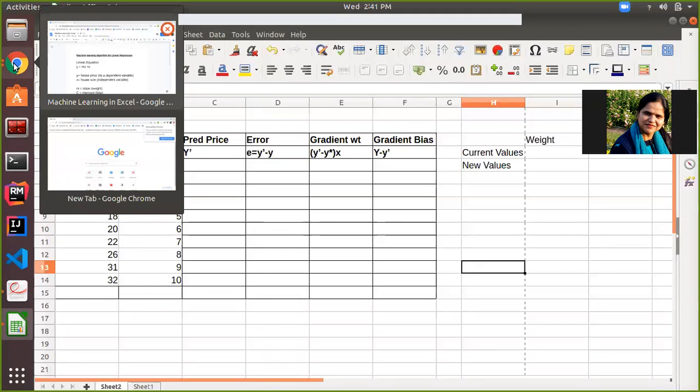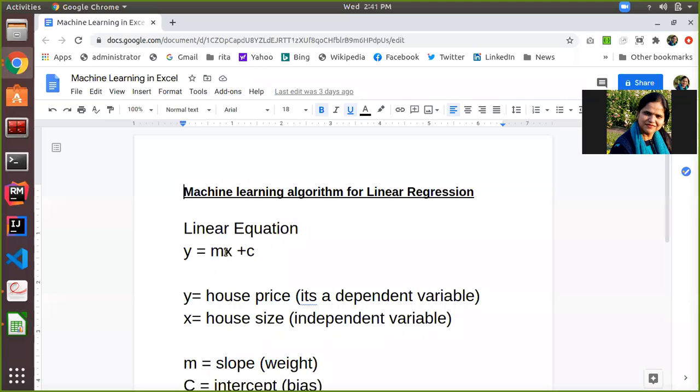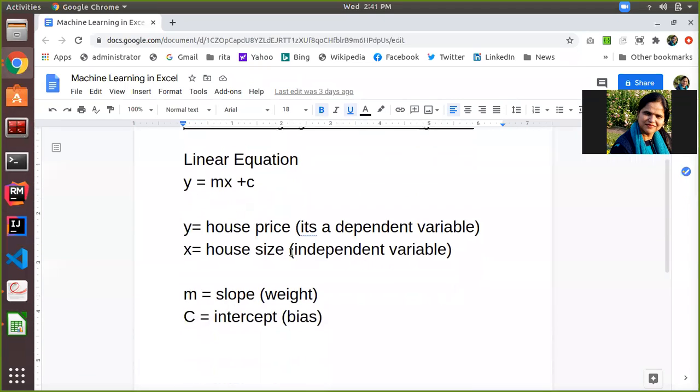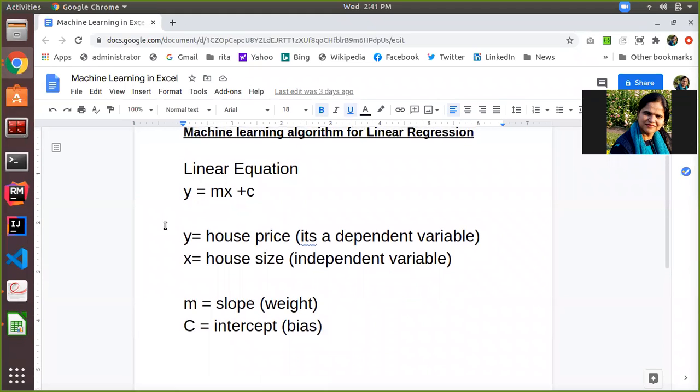So here I am moving to different sheets. In machine learning, in linear regression, a straight line equation is represented by mx plus c, where x is the independent variable and y is the dependent variable. So here, what is x? In my sample data, x represents the house size and y represents the house price.